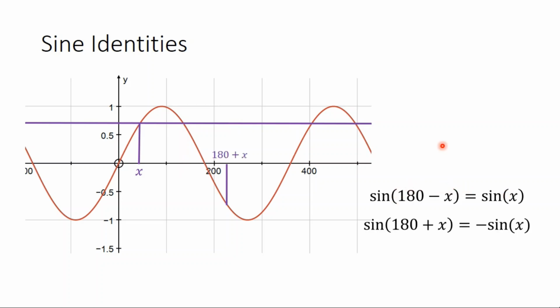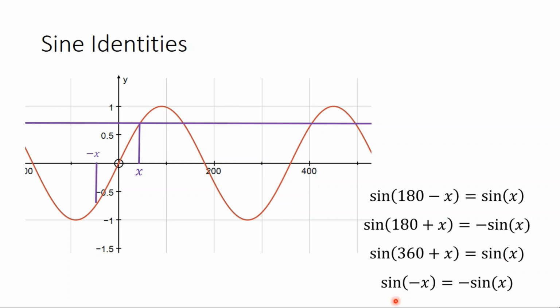In a similar fashion, I can draw on 180 plus x over here, and I can see that sine of 180 plus x is negative sine of x, because it's the negative version of what sine of x was. We can do the same thing with 360 plus x. We can see that that's over here, it's the same as sine x, so sine of 360 plus x is sine x. And finally, sine of negative x is negative sine x. Now again, I wouldn't recommend memorizing this list because it ends up being just as complicated to use this as it does to draw out the graphs, but this is something you ought to be aware of.